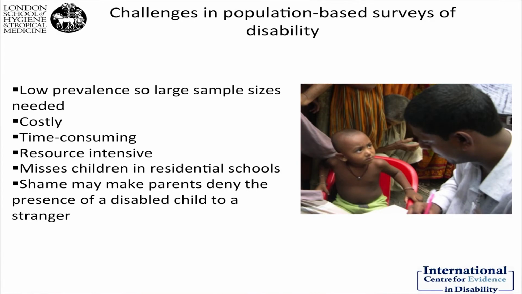There are certain challenges in terms of conducting population-based surveys, in terms of the practical logistics of doing a study like this. Disability is relatively low prevalence. As I said, the global measures that we have tend to say 10 to 15% of a total population. So consequently, you do need to have quite large sample sizes in any given study if you want to have statistically valid and powerful results.